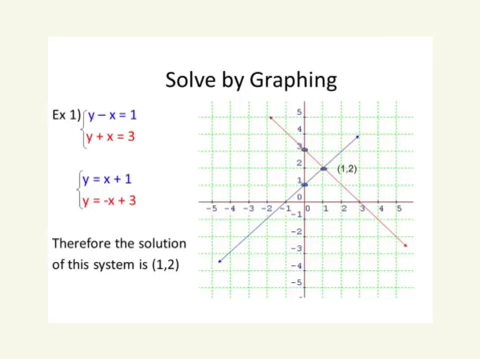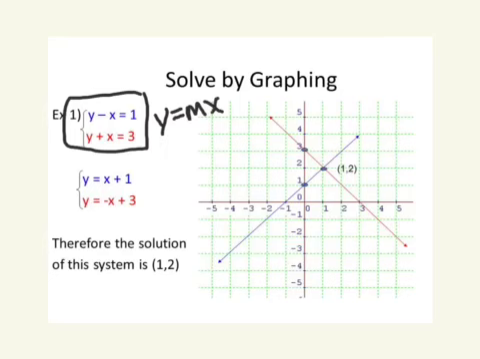Let's go ahead and take a look at an example of solving a system by the graphing method. Here in example number 1, we're given two equations, y minus x equals 1 and y plus x equals 3. If we take a look at these two equations, they are not in the form of y equals mx plus b. Yes, the y is first, but the x term is on the left side of the equal sign. We want the x term to be on the right side of the equal sign. So what we're going to do first to solve example number 1 is put these two equations into slope-intercept form. We'll first take a look at the blue equation.